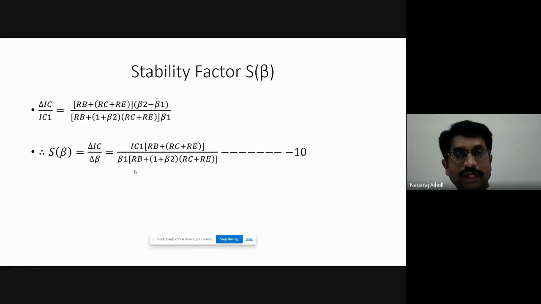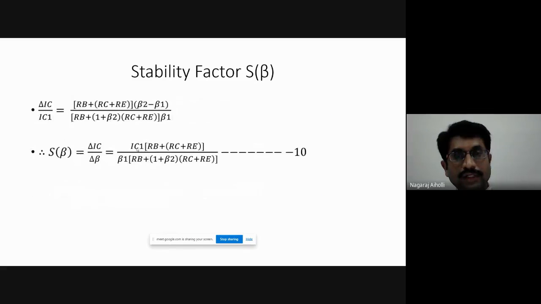Other names for the collector feedback circuit are DC bias with voltage feedback, or collector to base bias circuit. In the examination, the question may use the term collector feedback bias circuit, or collector to base bias circuit, or DC bias with voltage feedback. All are one and the same. So that's all, that is the stability factor S of beta here.